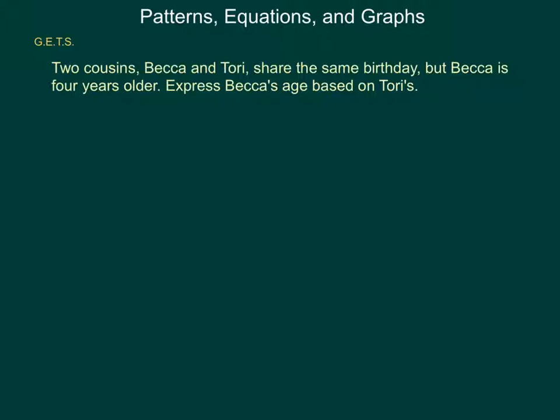So Becca I'm going to have be the variable y and Tori as the variable x. Now we know that Becca is 4 years older than Tori, so that would mean that y equals Tori's age, x, but Becca's 4 years older, so I get plus 4. So we have a story, we have an equation, so looking at our GETS up here, story, equation. Now we need a graph and we need a table.